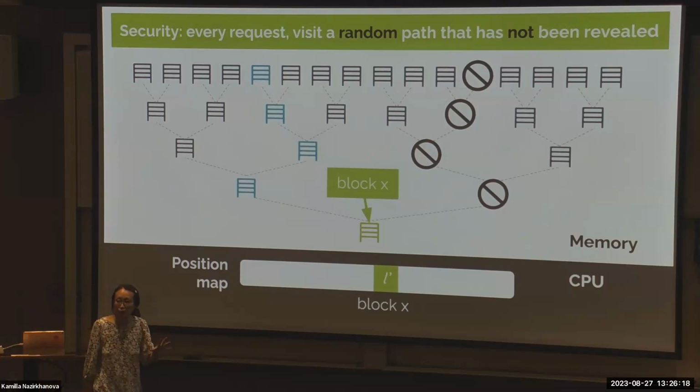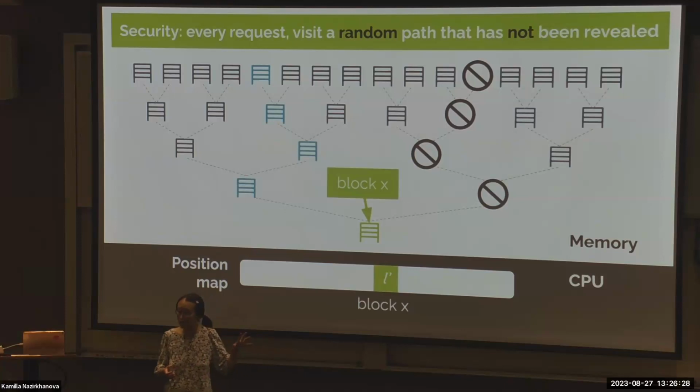So this is not the full scheme yet because you cannot keep writing things to the root. The root will soon overflow. But ignoring this overflow issue, you can see why the scheme is secure: whenever I choose a new path at random, as long as I don't reveal which path it is, the next time I access a block, it's just going to go to a random path. So every time I want to access something, it goes to a random path. So the security proof is actually trivial.